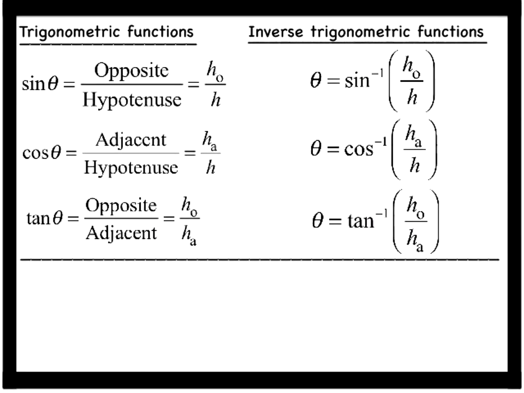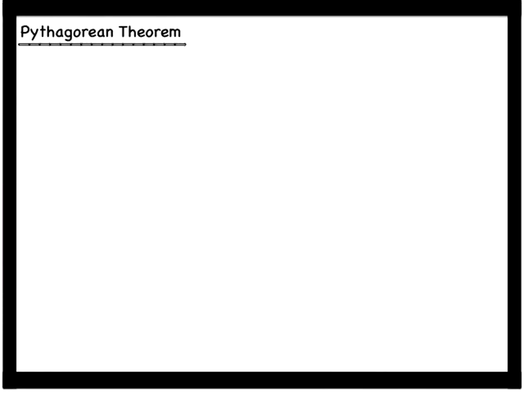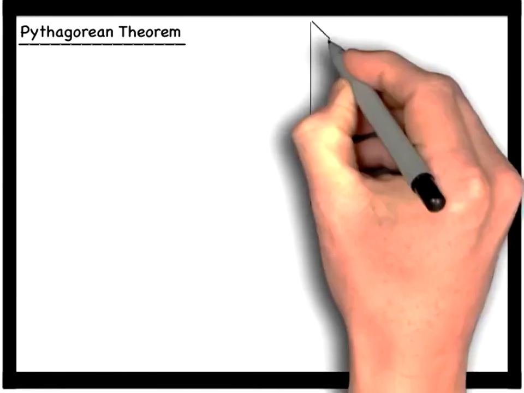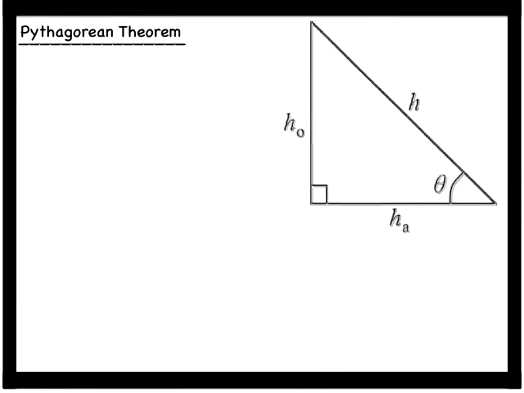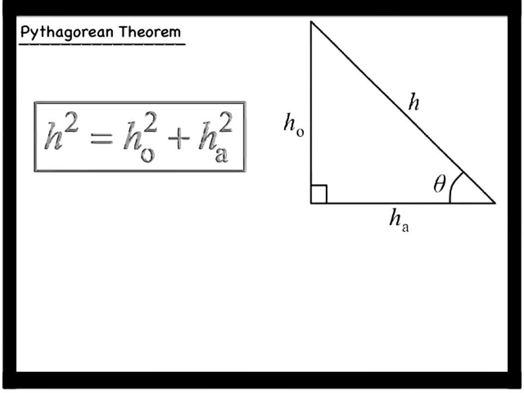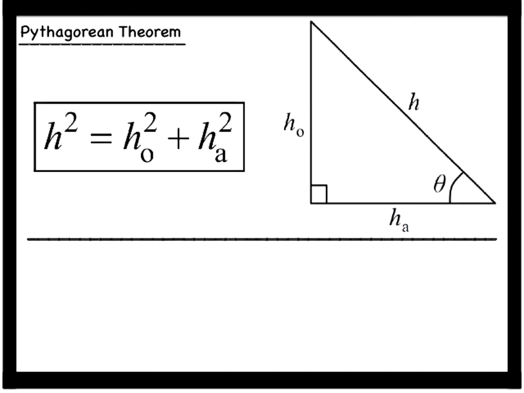There is also a relationship that exists among the lengths of three sides of every right triangle. This is known as the Pythagorean theorem, and it will be used quite often in this course. The Pythagorean theorem states the following. The square of the length of the hypotenuse of a right triangle is equal to the sum of the squares of the lengths of the other two sides.